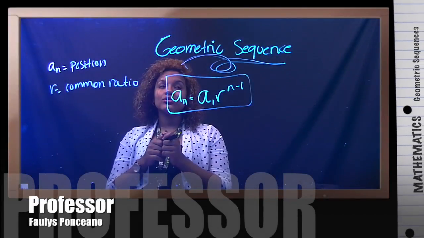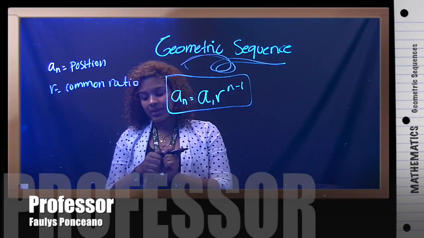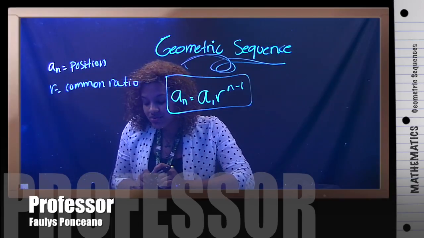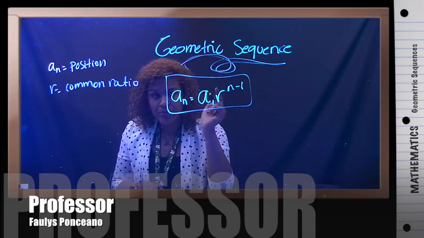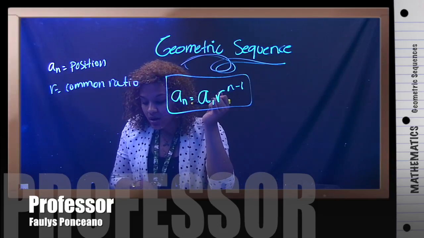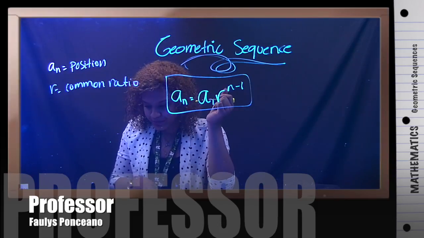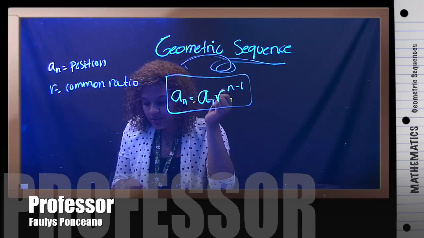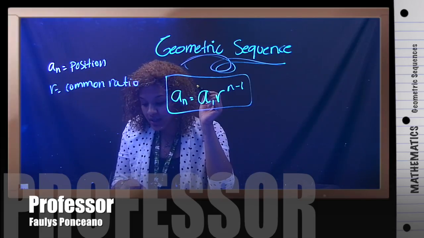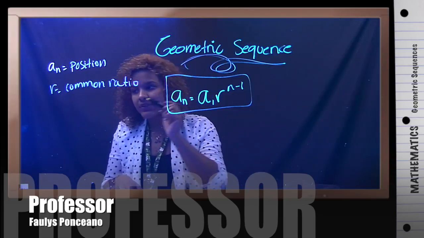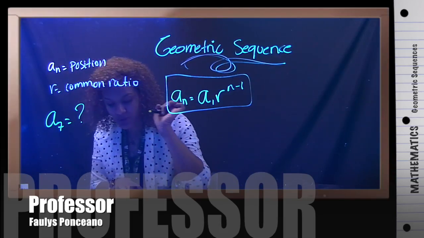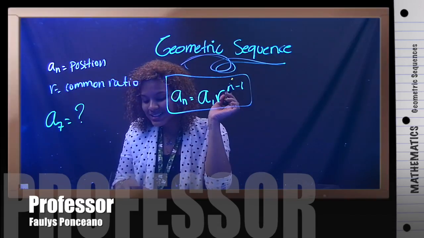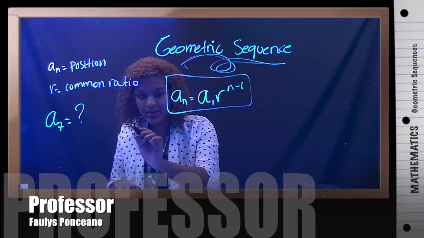In this example, we're going to use a geometric sequence. Let's read. It says, write a formula for the general term of a geometric sequence. Then use the formula for a sub n to find a sub 7. So what we want is a sub 7, the 7th term of the sequence.